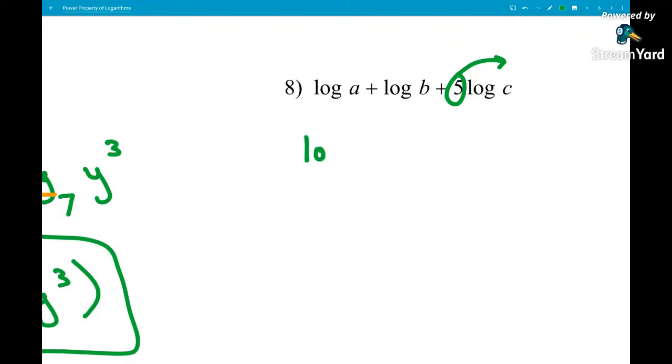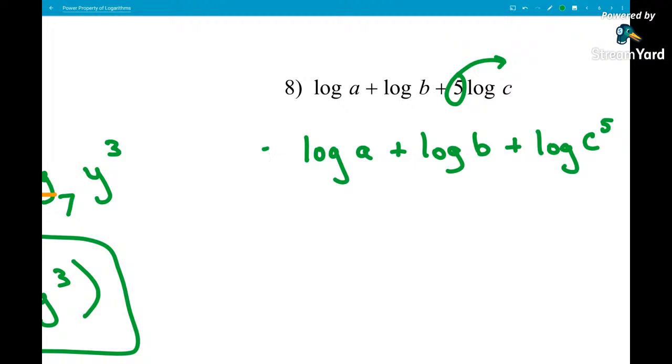I am going to call this the common log of c to the 5th. Great. Now what can we do?